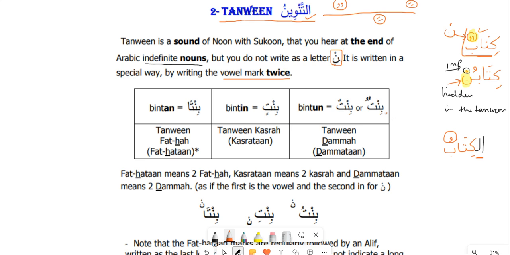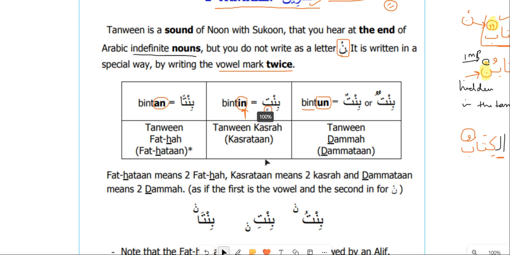Now, bintun or bintun. If you can see, it's bin. What is the sound at the end? Bintun. And now when you see a kasratain, what is this? Bintin, the noon sound. Bintan, the noon sound is coming, right? So this is tanween dhamma, tanween kasra and tanween fatha.